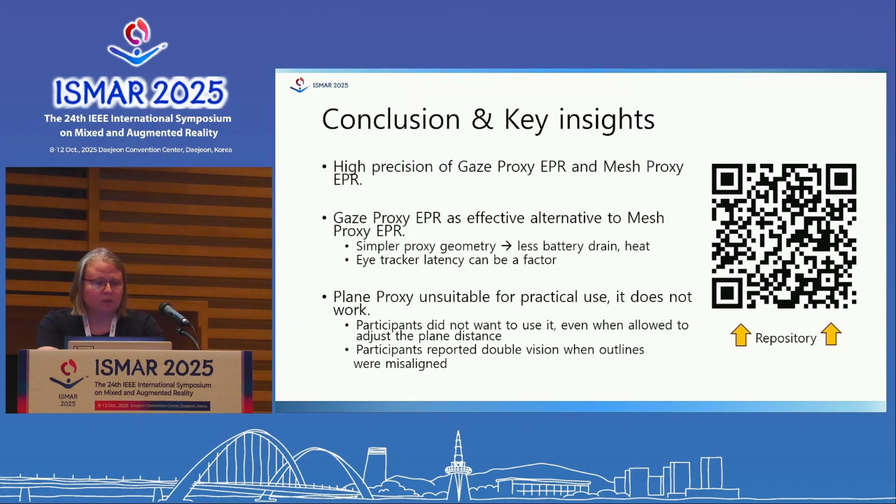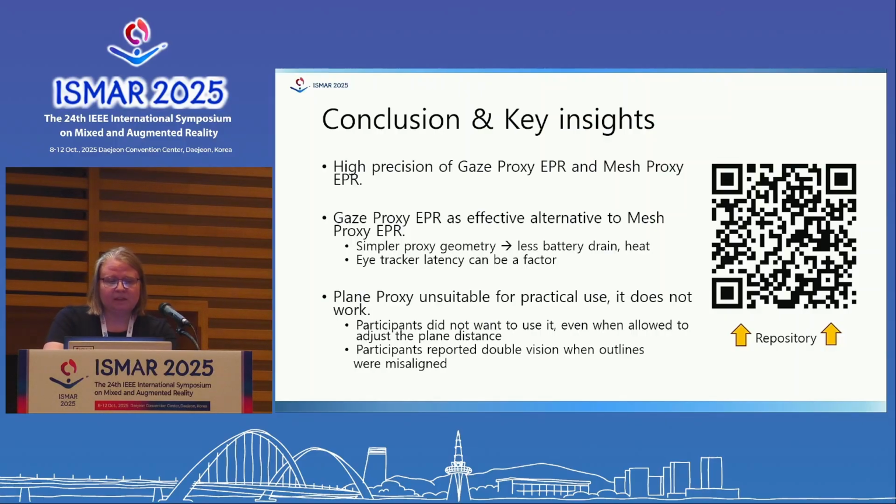So, conclusion and key insights of our study. We find that it is possible to implement both the gaze and the mesh proxy method on current state-of-the-art HMDs with high precision. So in the second phase, when the participants were seeing the outlines, we asked them to estimate the offset between the outlines and real objects. And at a distance of 75 centimeters, it was estimated that there was 1 millimeter offset for both methods. So not pixel precise, but very good precision after all.